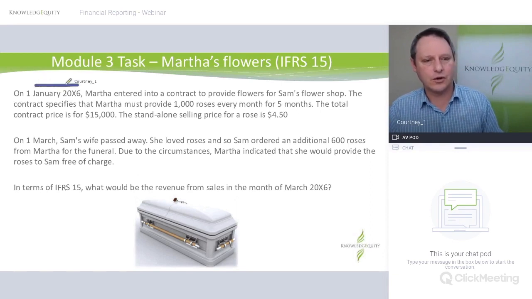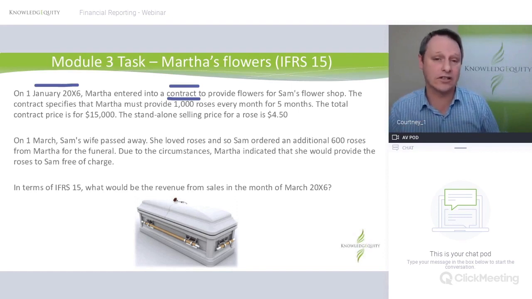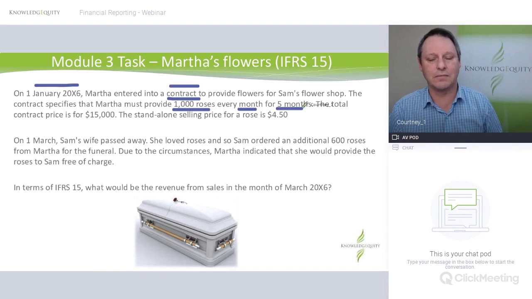On the 1st of January 20x6, with the Martha's Flowers task, what we've got is a contract. So we are dealing with that first step. Is there a contract in place? Is there consideration? Yes, $15,000. Is there a transfer of goods? Yes, roses are going to be handed over. So we're going to provide 1,000 roses every month for 5 months, 5,000 roses. The total contract price, $15,000, so $3 per rose. These roses could be sold separately, $4.50 each.